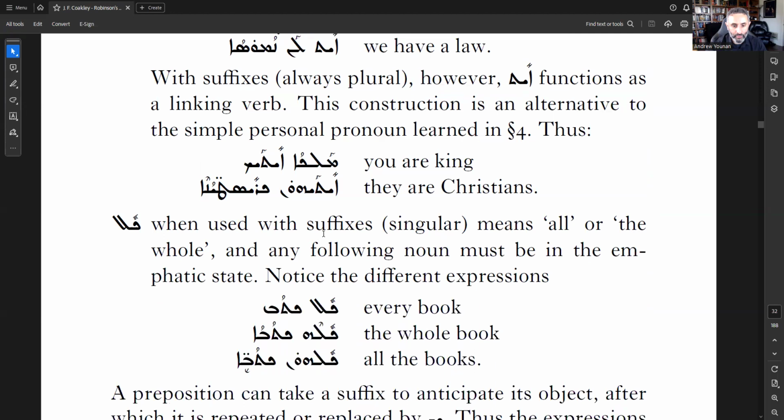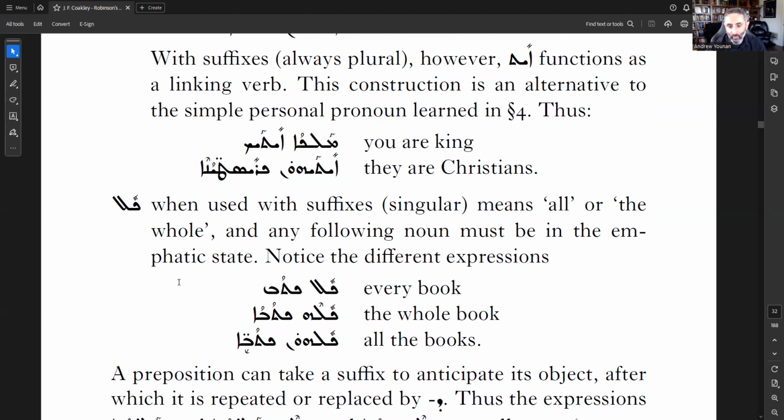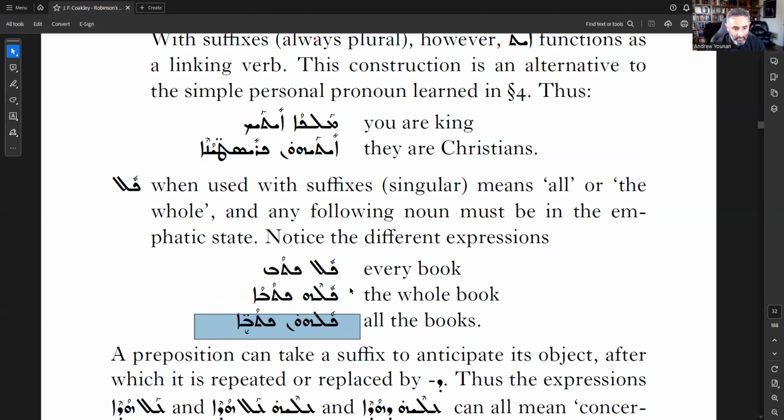Kul, when used with suffixes, means all or the whole. And any following noun must be in the emphatic state. So now we finally, yeah, he mentioned this already. Kul kthau, every book. Kulleh kthawa, the whole book. Kulhon kthawe, all the books. I think this is basically right.